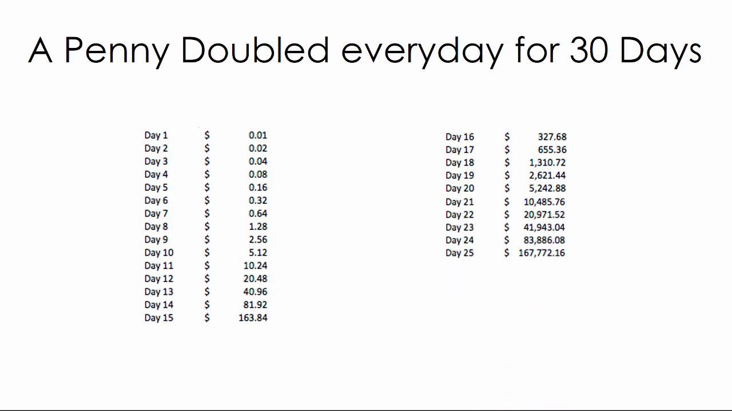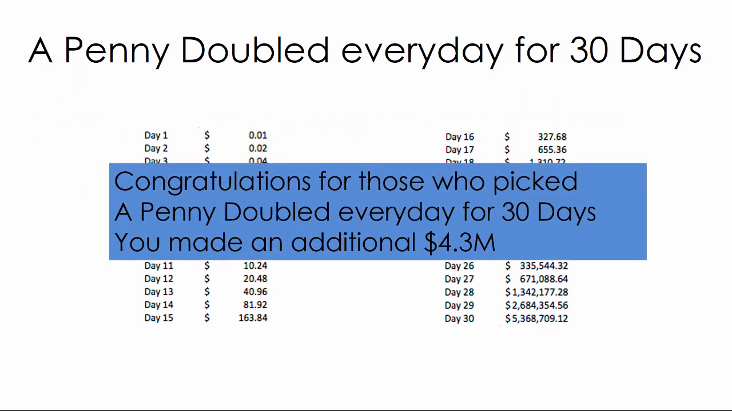All right, let's look at the next 5 days. Oh boy. All right, gang, it's getting interesting now. So for those who chose the $1 million, how are you feeling now? Are you regretting it yet? Finally, gang, let's look at the last 5 days here. $5.3 million. Congratulations for those who picked the penny. You just made an additional $4.3 million. Gang, think about this. For those that wanted the immediate gratification, you just underperformed by $4.3 million.